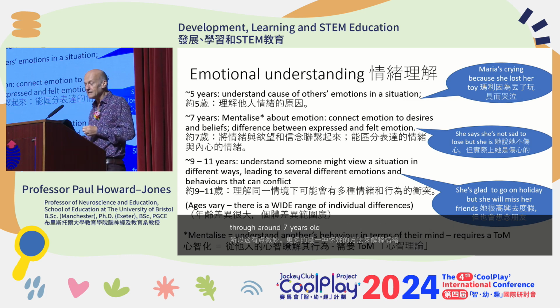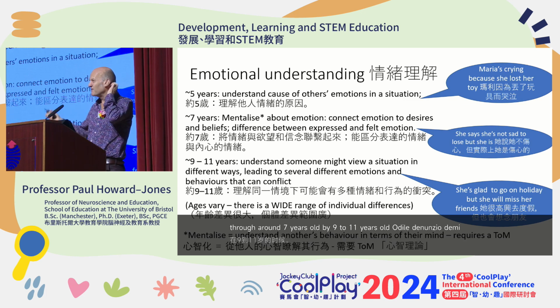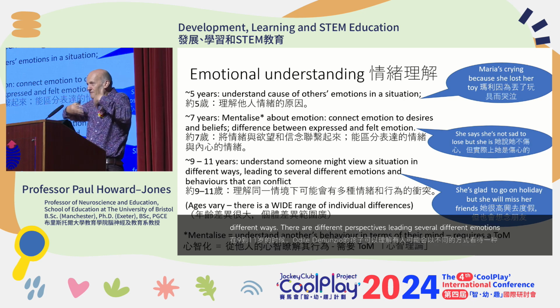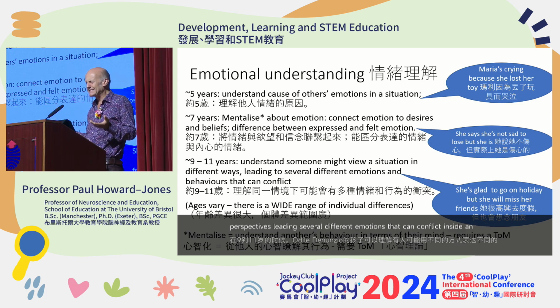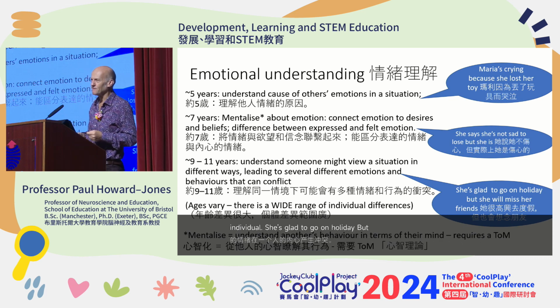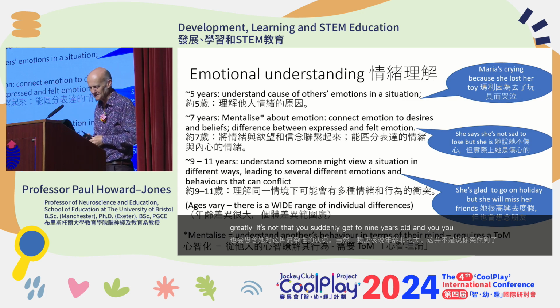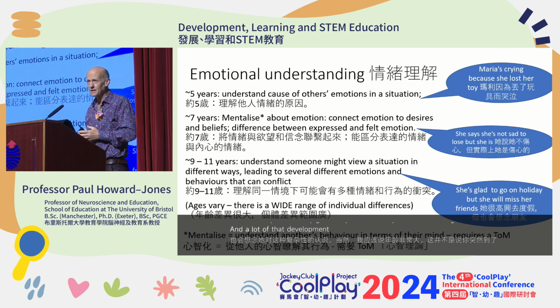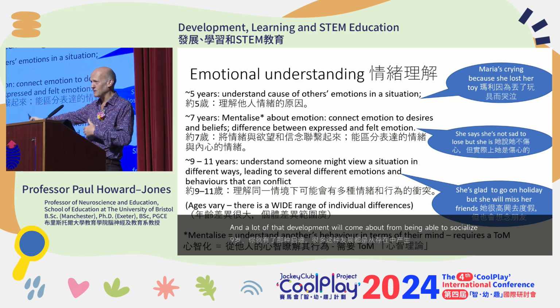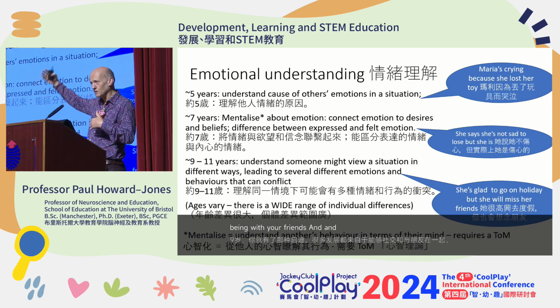By 9 to 11 years old, a child can understand that somebody might view a situation in different ways. There are different perspectives, leading to several different emotions that can conflict inside an individual. She's glad to go on holiday, but she's going to miss her friends. An awareness of that level of complexity. Of course, I should say the ages vary greatly. It's not that you suddenly get to 9 years old and you have that enlightenment. And a lot of that development will come about from being able to socialize and being with your friends, and also the adults and caregivers around you.